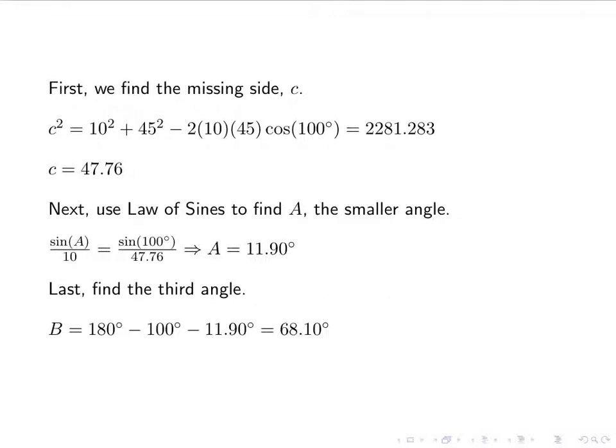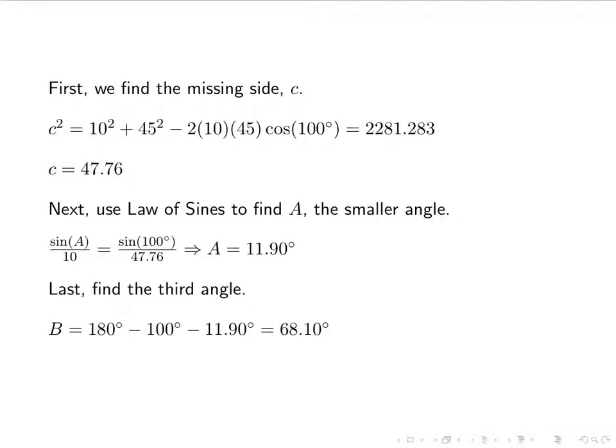Remember, you can always check to make sure that your answer makes sense. Is the smaller angle actually the smaller angle? Is the side opposite the largest angle the largest side? So in our case, our largest angle is C, which was the 100 degrees, and our largest side is also C, 47.76. Our smaller angle was A at 11.9 degrees, and it's also the smaller side at 10.